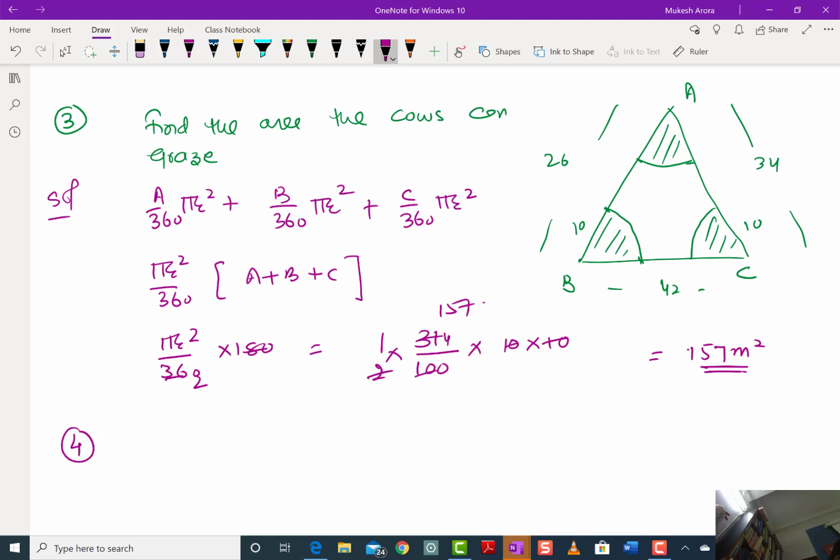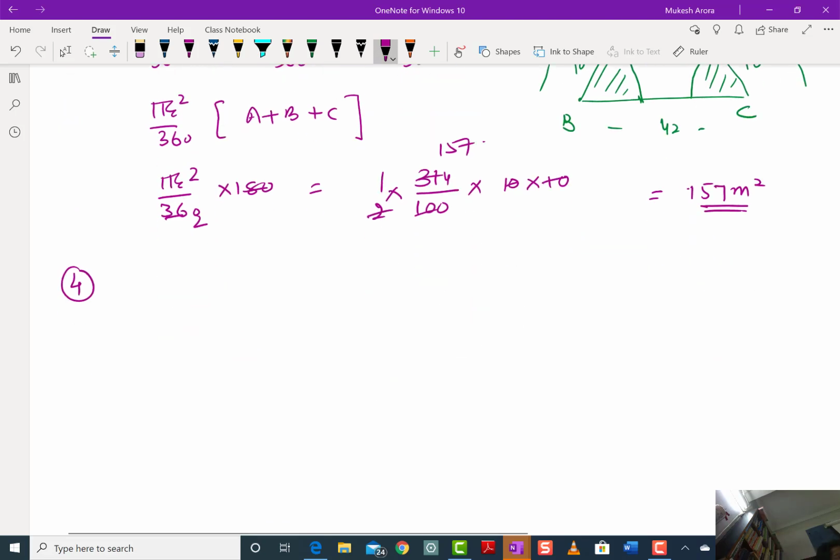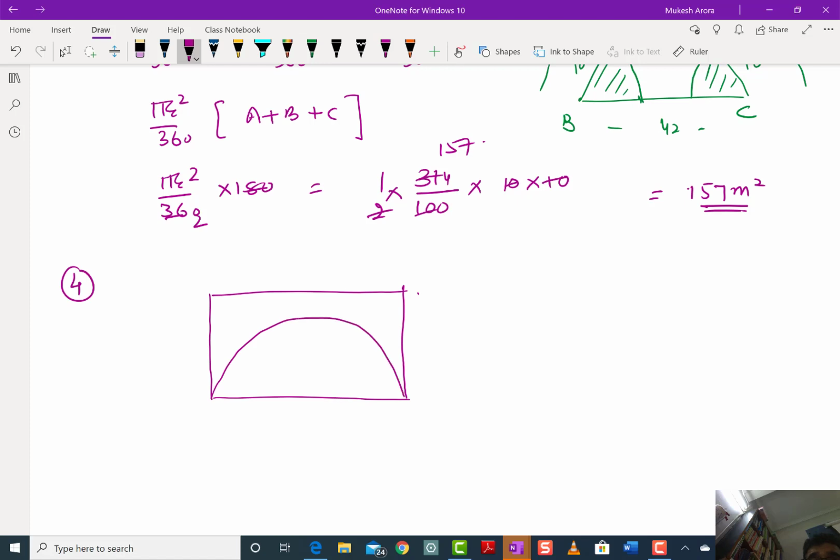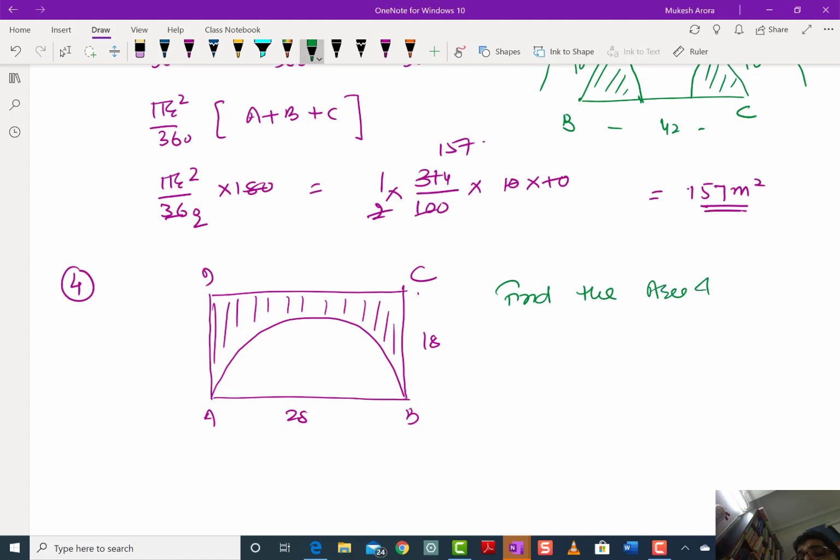Next question is from the paper in the form of a rectangle. A semicircular part is cut out. This is 28, this is 18. A, B, C and D. Question is, find the area of shaded region.